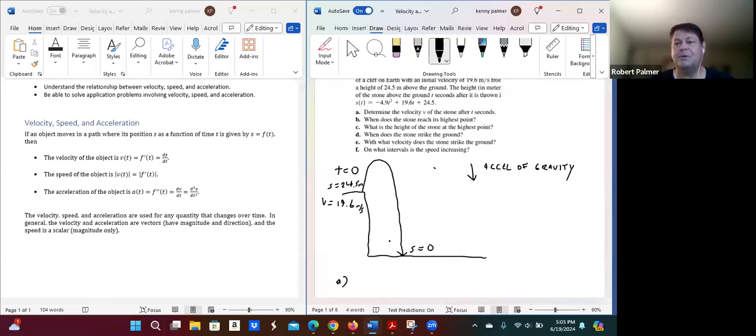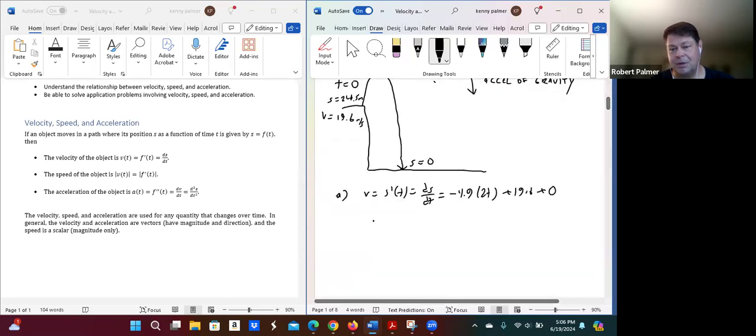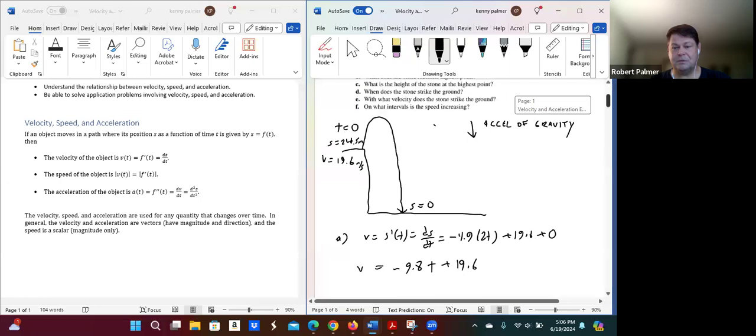Okay. Now, it says the first thing we want to do is part A, determine the velocity of the stone after t seconds. So basically, the velocity is just going to be the derivative with respect to time. We know how to find a derivative. So it's going to be negative 4.9 times the derivative of t squared, which is 2t, plus the derivative of 19.6t, just plus 19.6. And of course, the derivative of the constant is 0. Let's make that look a little better. Negative 4.9 times 2 is negative 9.8, so v equals negative 9.8t plus 19.6. This is our velocity, which gives us the velocity of our stone as it continues on its path.